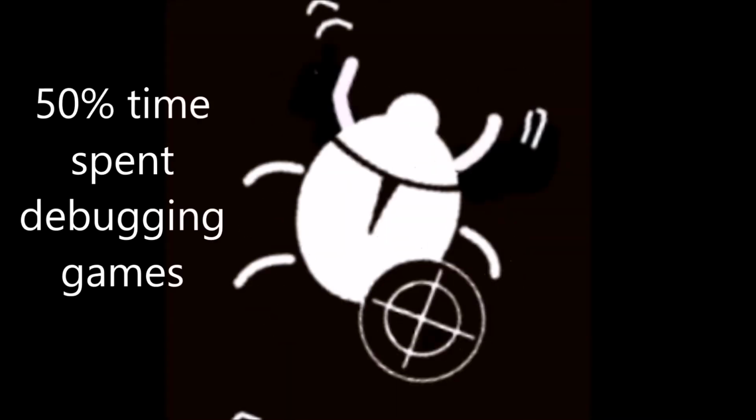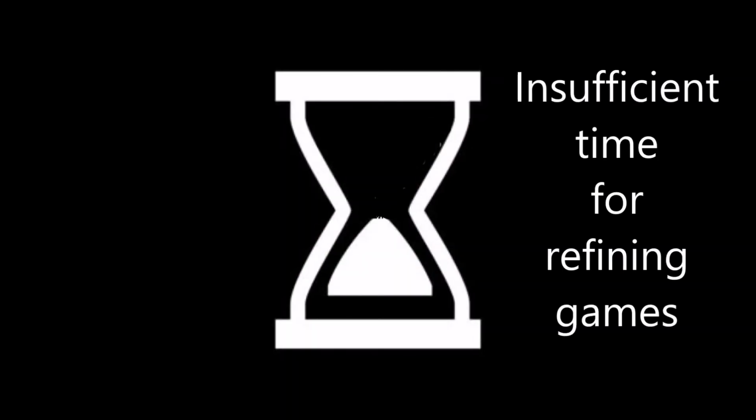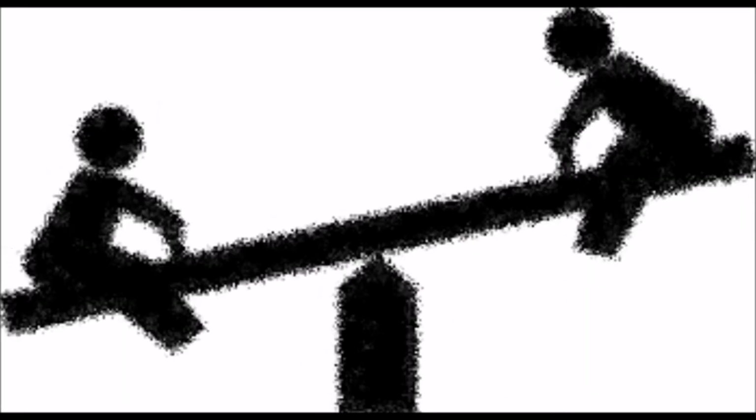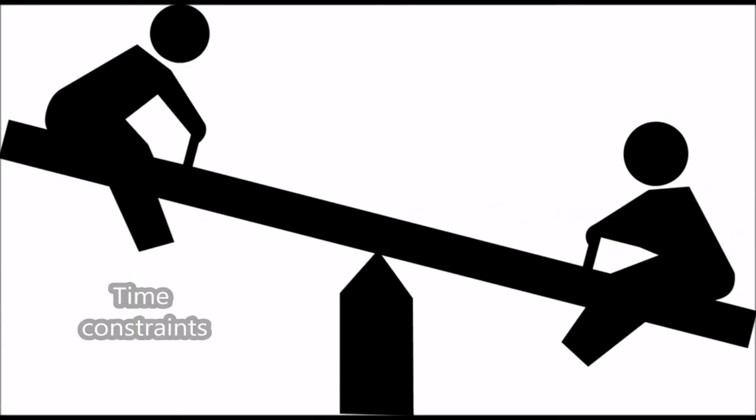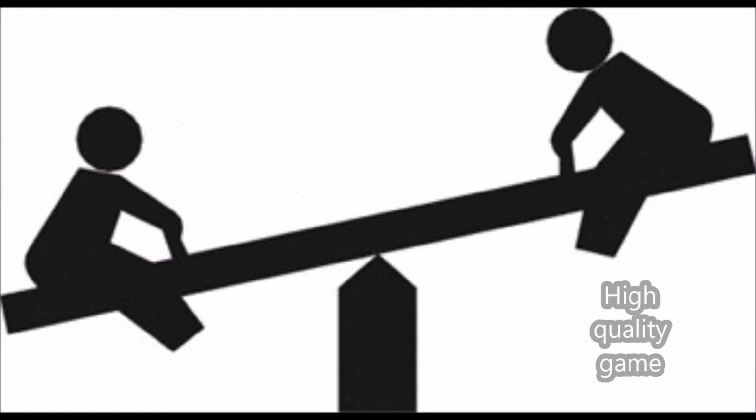Additionally, game design is iterative in nature. Most professional game design teams spend 50% of their time debugging software. Indeed, debugging is important for learning. However, class time is insufficient for students to refine their games. When students design their own games, educators must therefore balance between time constraints and a high-quality end product.